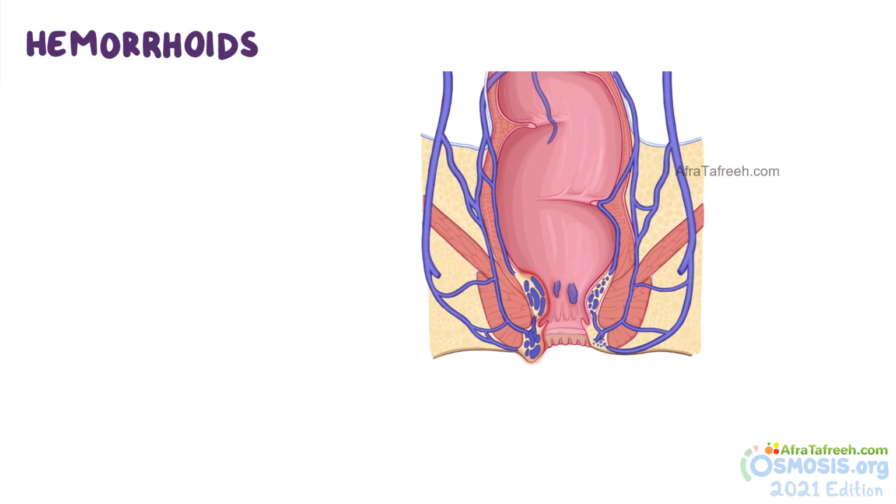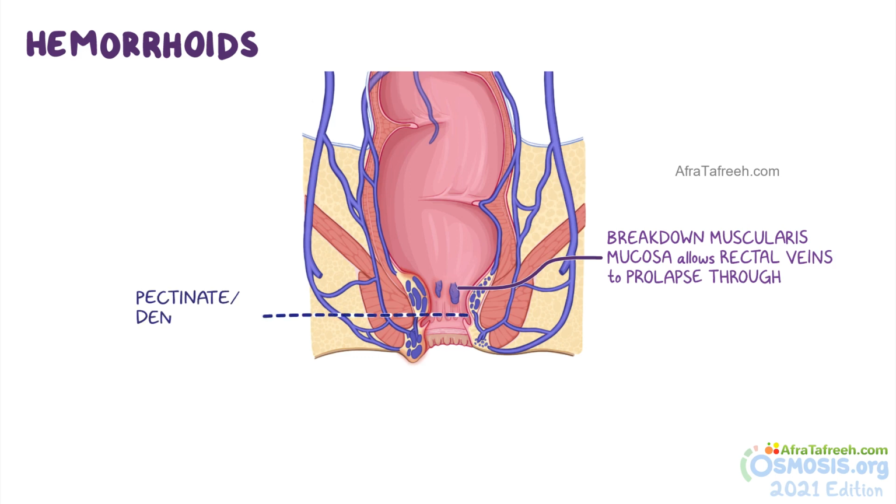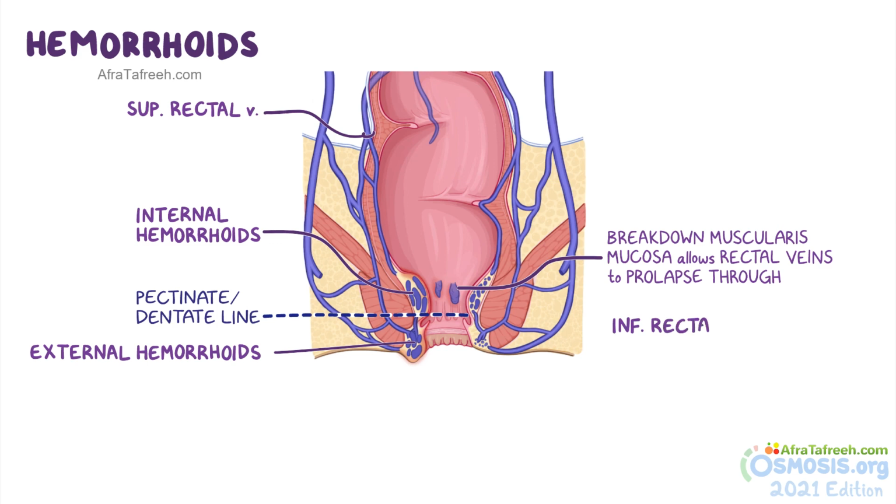Okay, now hemorrhoids result from the breakdown of the muscularis mucosa of the rectal wall, which allows rectal veins to prolapse through. Hemorrhoids are classified into internal and external hemorrhoids based on their location to the pectinate or dentate line. Internal hemorrhoids are located above the pectinate line and affect the internal venous plexus, which drains into the superior rectal veins. External hemorrhoids, on the other hand, are below the pectinate line and affect the external venous plexus, which drains into the inferior rectal veins.